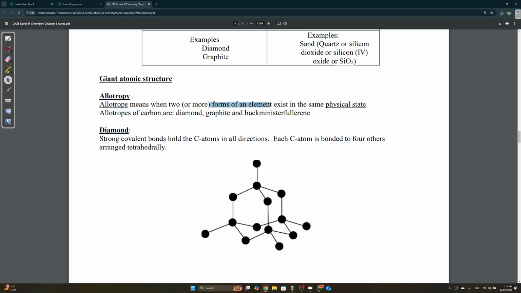Allotropes are two or more forms of an element that exist in the same physical state. Allotropes of carbon are diamond, graphite, and buckminsterfullerene. They're all carbon, but they have different structures. They're still solids, but they have different structures.